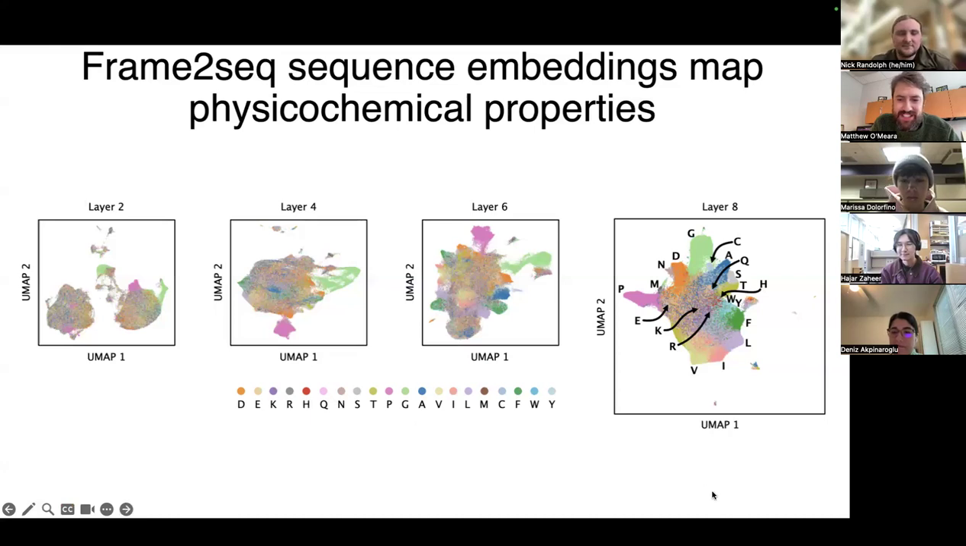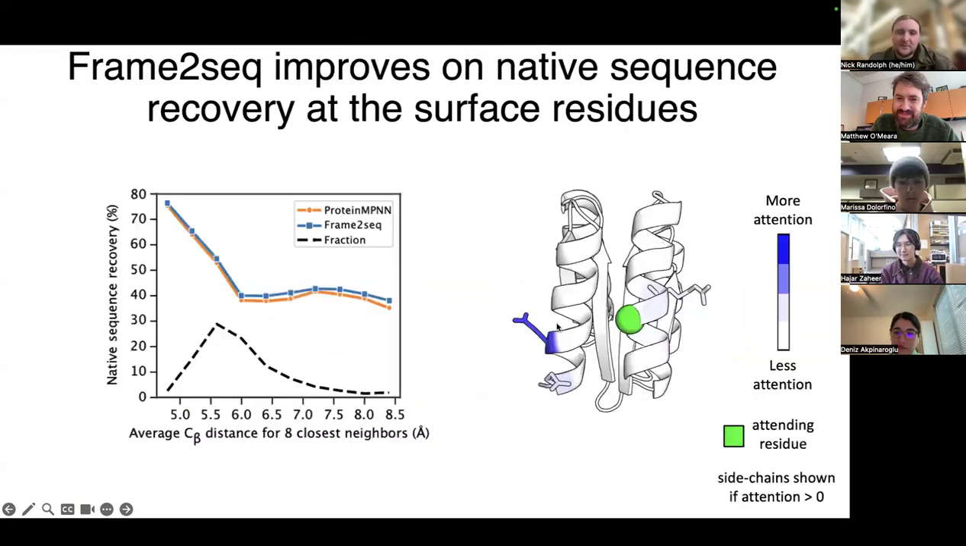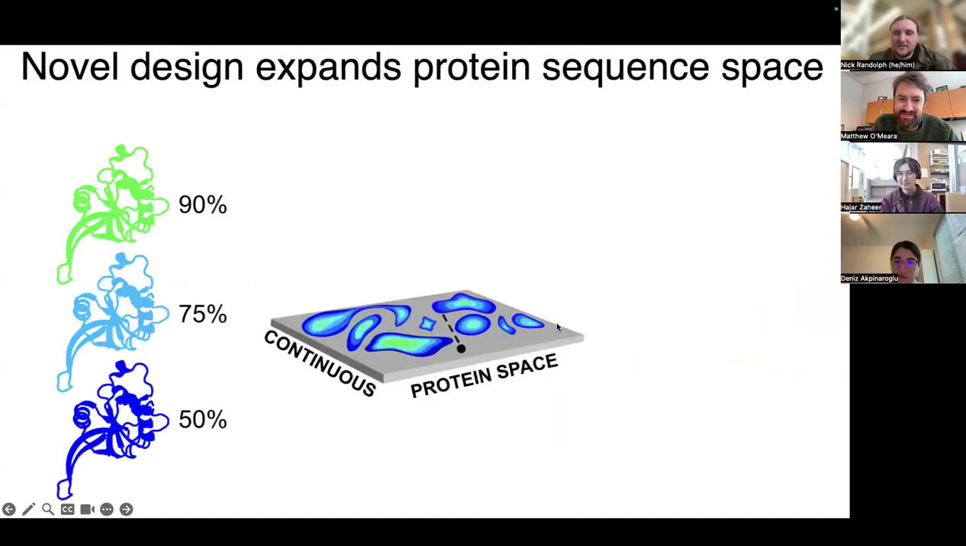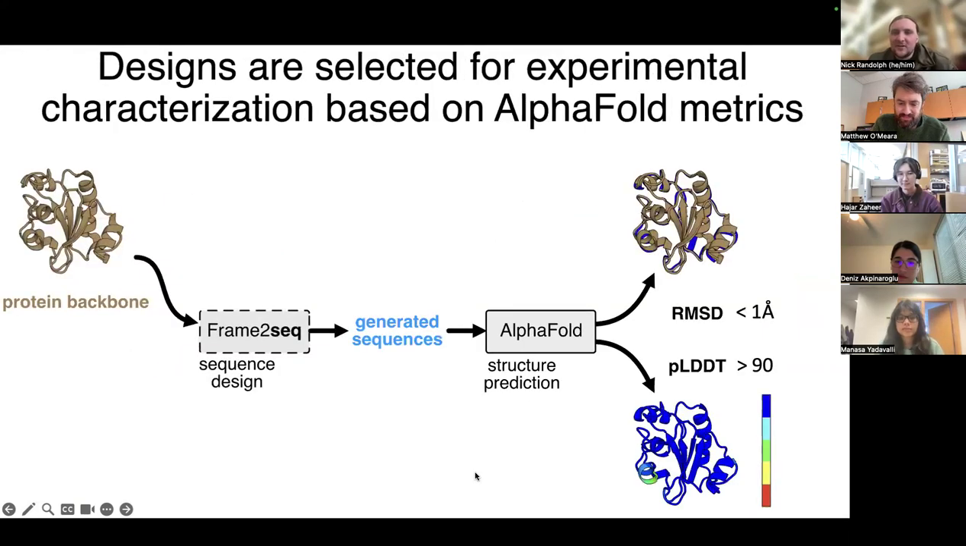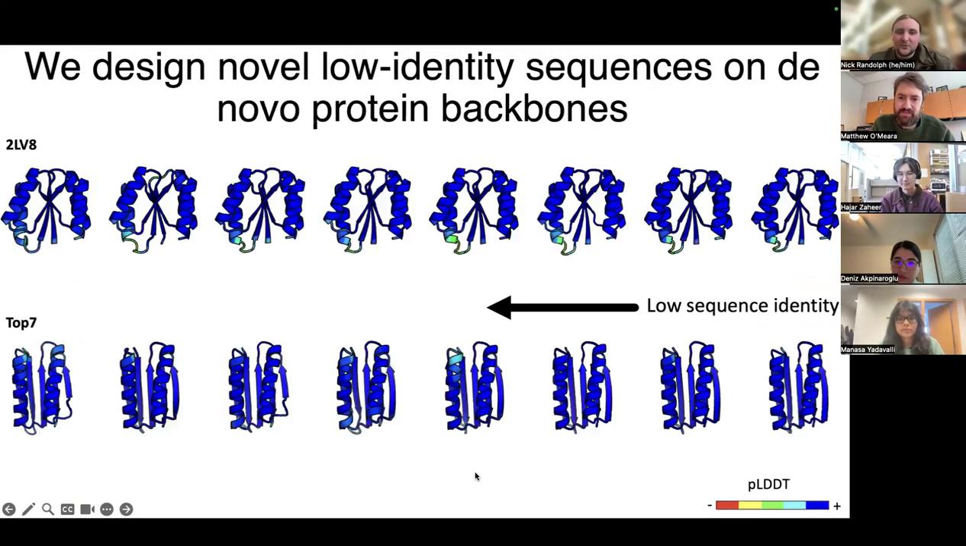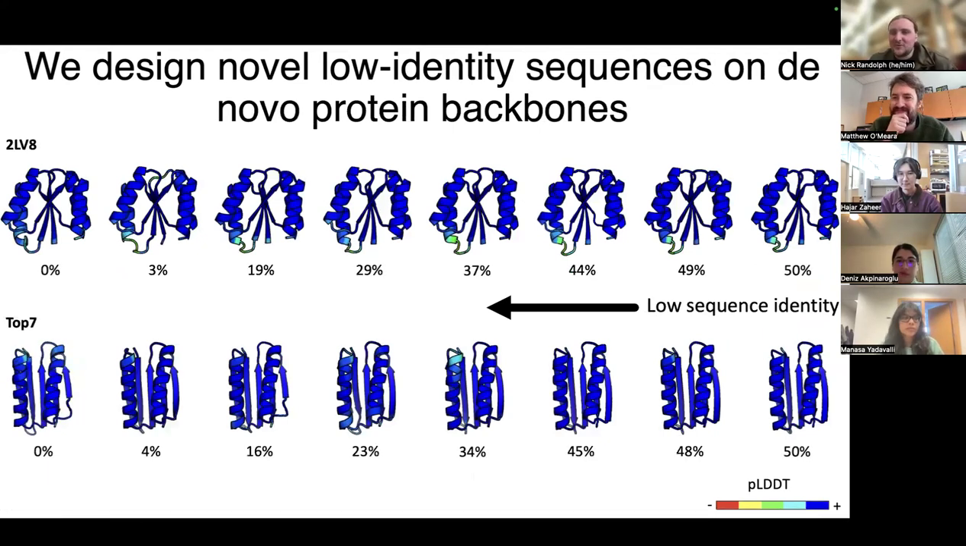More questions? I've got a question. I was wondering if you could speak a little bit more on how you generated those low sequence identity sequences, especially for example for top 7, you said that natively Frame2seq gets roughly 50% accuracy, or sequence recovery, sorry. Could you speak a little bit more on how you coerced your model to give you these low sequence identity sequences?